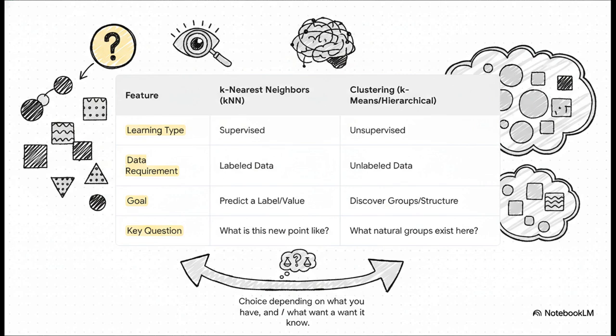The key question it's trying to answer is, based on its neighbors, what is this new thing? Then you've got clustering. That's unsupervised. It thrives on unlabeled data. And its goal isn't prediction, it's discovery. The question it asks is, are there any natural groups hiding in here? So which one do you use? It totally depends on the data you have and the question you're trying to answer.